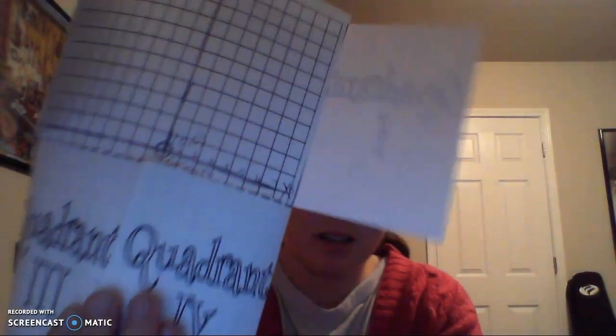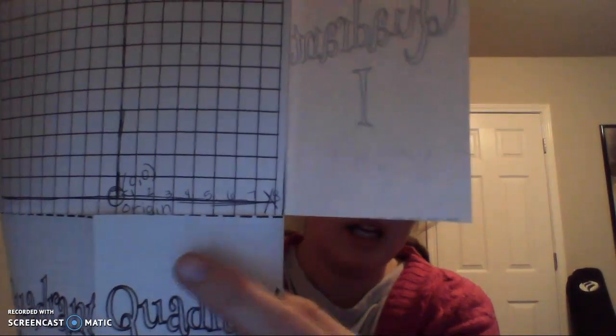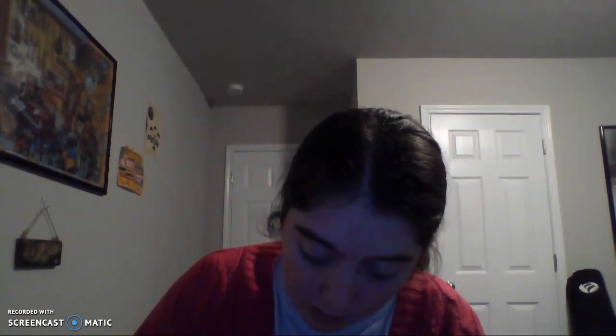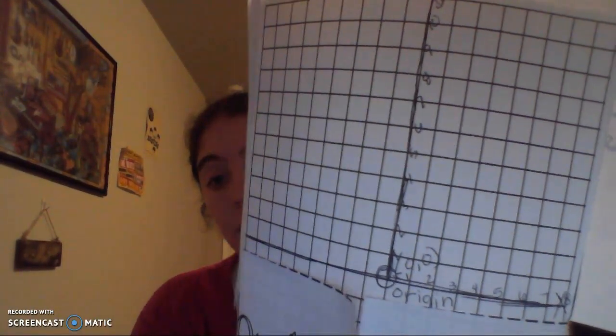I got out to 8, so you should be able to get out to 8. And you see it is going to the right. Okay, so everything that is positive is going to the right. And then as you're going up, it's also positive. Okay, so each line is a number. On my y-axis, I was able to get to 11. Anyway, either way, I just want you to number your x and your y-axis.